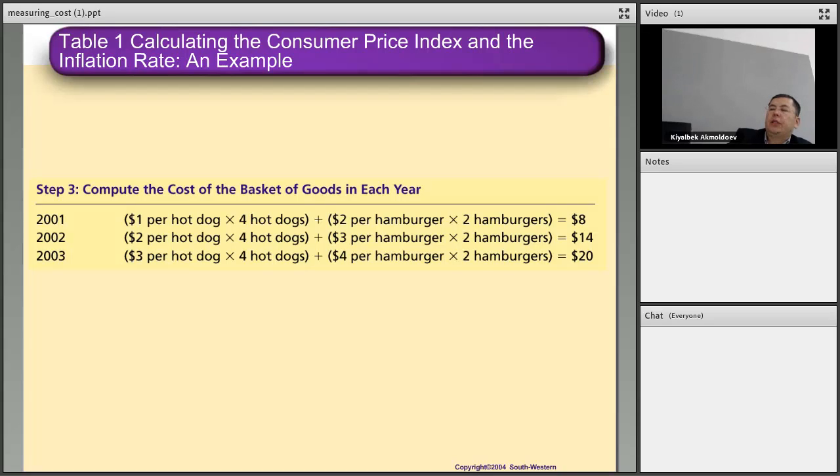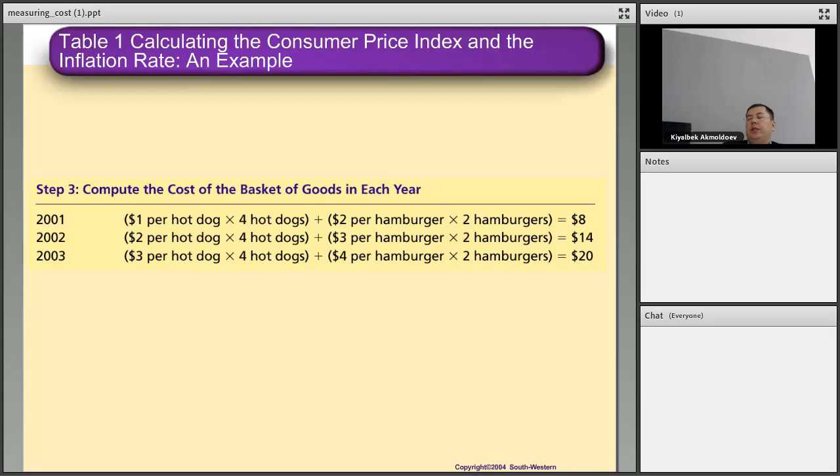So how many hot dogs do we consume in our basket? 4 hot dogs we consume. So the price of one is how much? It is $1 in 2001. Plus I also consume the hamburger, 2 hamburgers, and the price of a hamburger is 2. And then the cost of the basket in the first year, 2001, is $8, and in 2002 we see that our basket is $14, and in 2003 the cost of the basket is $20.